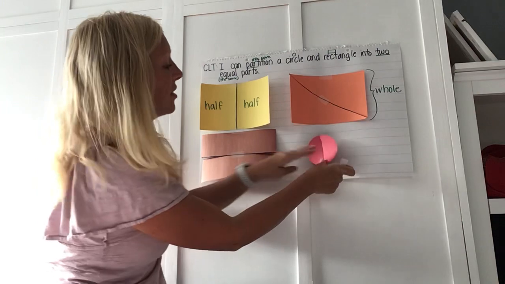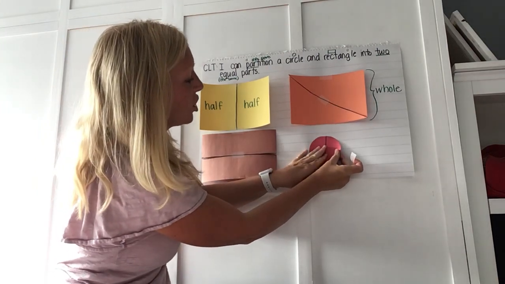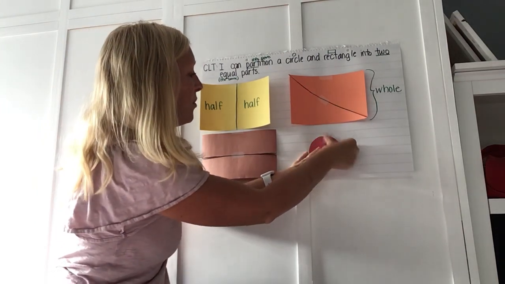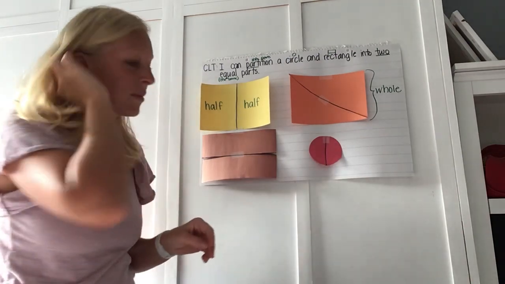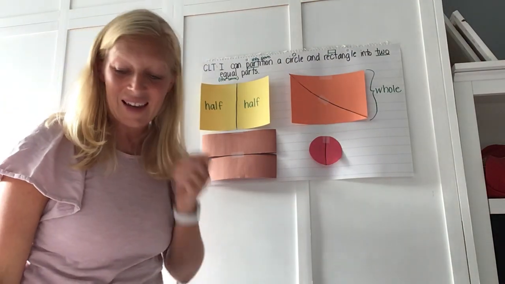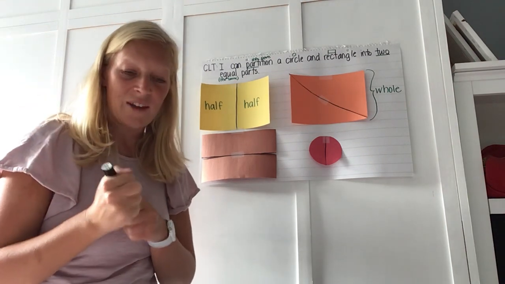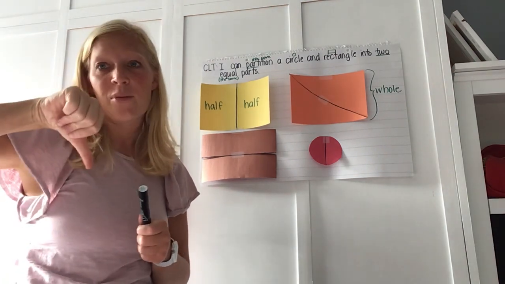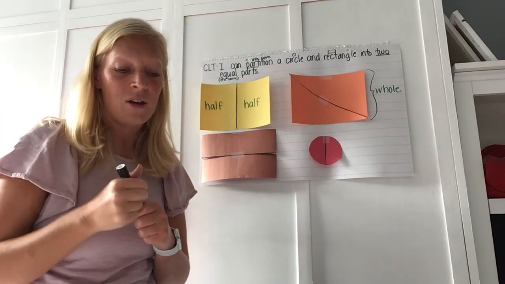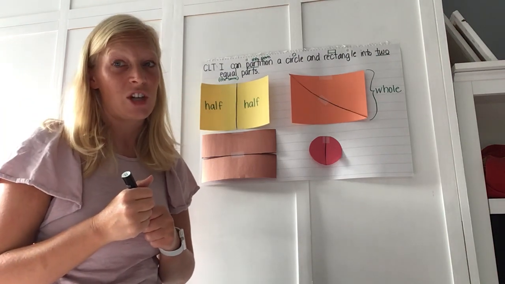Is there any other way we can divide this circle? Some say yes, some say no. Can I show you a couple of choices? And you see if you think it's divided equally. We'll put a green check if it is, and if it's not, we're going to put a thumbs down. I'm going to show you a couple different shapes. Are you ready?